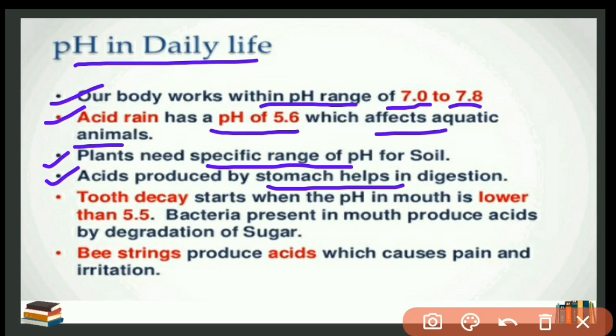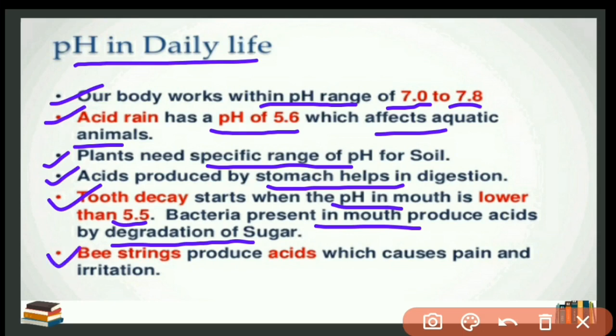Tooth decay starts when the pH in the mouth is lower than 5.5. Bacteria present in the mouth produce acid by the degradation of sugar. It means when food particles fill the cavities of the teeth, microorganisms decompose the food particles and produce acid, and this acid is harmful for our teeth and may cause tooth decay.